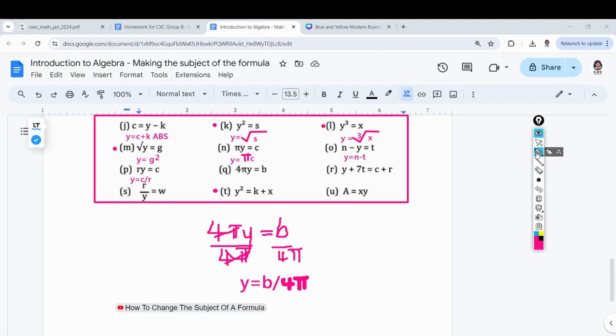And that's it, guys. All right, so we need to put that here. Let's just write it out. Let's make it a little smaller. Y is equal to b divided by 4, and then let's draw the pi. 4 pi.